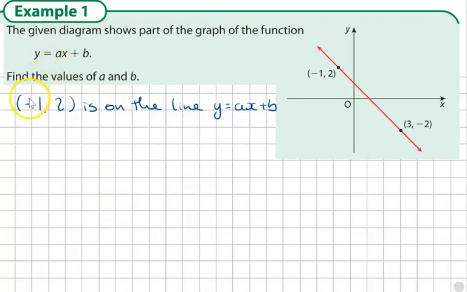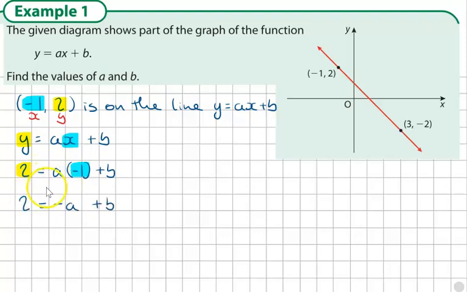We were also told, or we can see from our diagram, that minus 1, 2 is on the line as well. So in the same way, we're going to write out our equation y equals ax plus b. We label our point xy, replace the y with 2, replace the x with brackets, and into the brackets put minus 1. And then a times minus 1, a number times a letter, we stick them together. So we get 2 equals minus 1a, or just minus a, plus b. So we have minus a plus b is equal to 2.